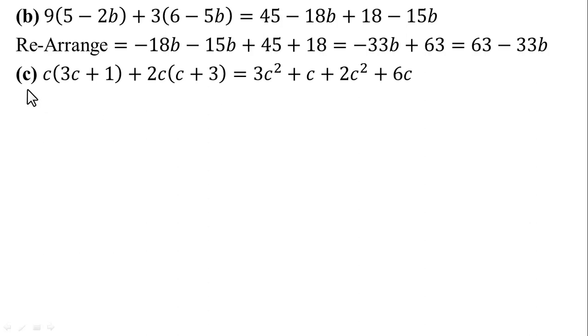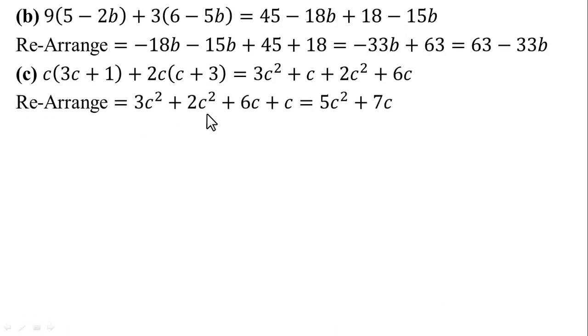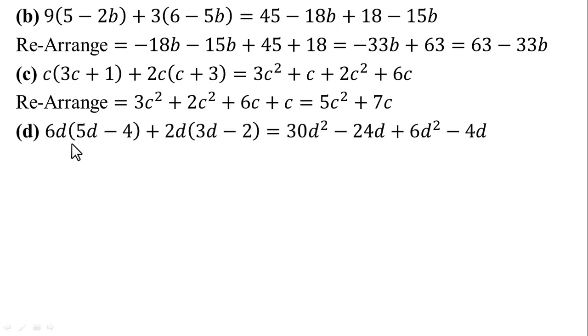Now in C part, c into 3c plus 1 plus 2c into c plus 3. First of all, multiplying this term and after that multiplying this term. Now 3c square plus c plus 2 ones are 2c square plus 2 threes are 6c. Now rearranging the values: 3c square plus 2c square plus 6c plus c is equal to 3 plus 2, 5c square, plus 6 plus 1, 7c. Now the answer of part C is 5c square plus 7c.